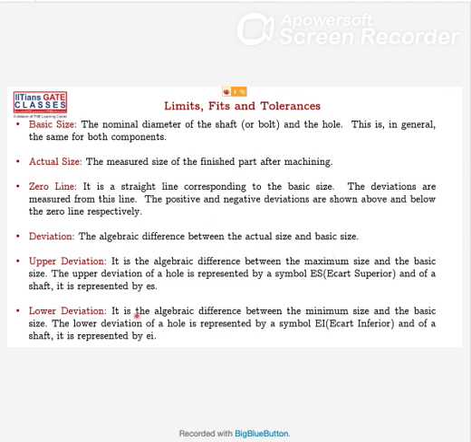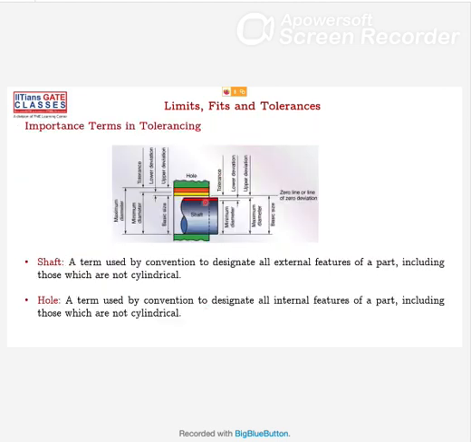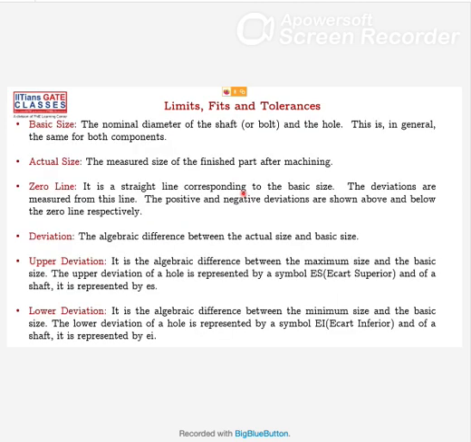Again, lower deviation is the algebraic difference between the minimum size and the basic size. The lower deviation of a hole is represented by EI, that is inferior, and for a shaft it is small ei. You can see here the minimum size of the shaft is the bottom line. That is the reason why the zero line is here. It shows the difference between the basic line and the minimum value, which is called the lower deviation.